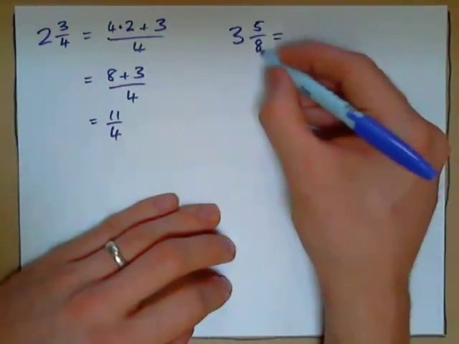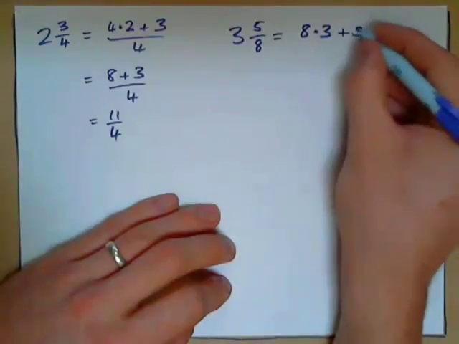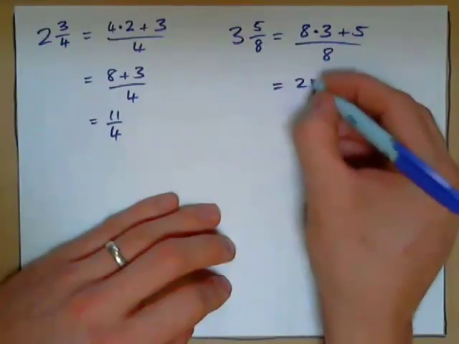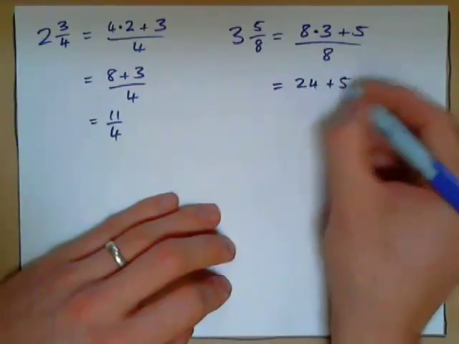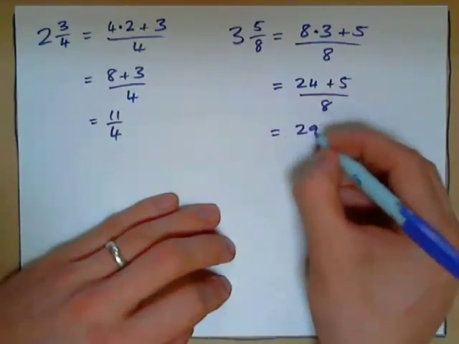And here's the procedure. We go 8 times 3. Then we add the 5, all over 8. 8 times 3, that's 24, plus 5, all over 8. So 29 over 8, right?